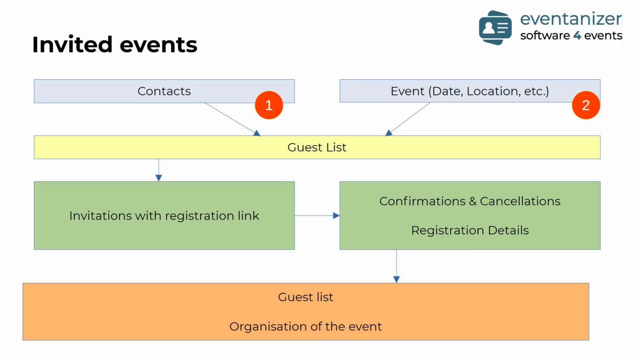This includes, for example, the event date, location, format, etc. Once this event has been created, we define our invitation list by adding contacts to the event. The next steps will then be to create and edit the registration form and its components, send out the invitations, evaluate the registrations, and organise the content of our event. In this video, we will focus on steps 2 and 3.